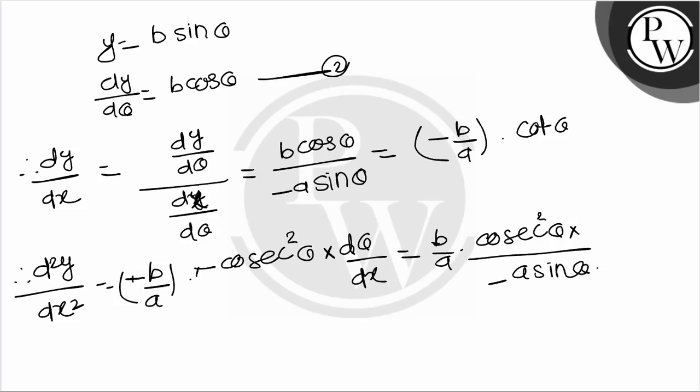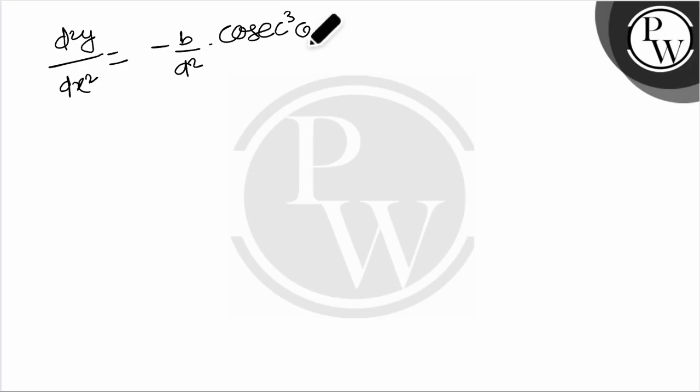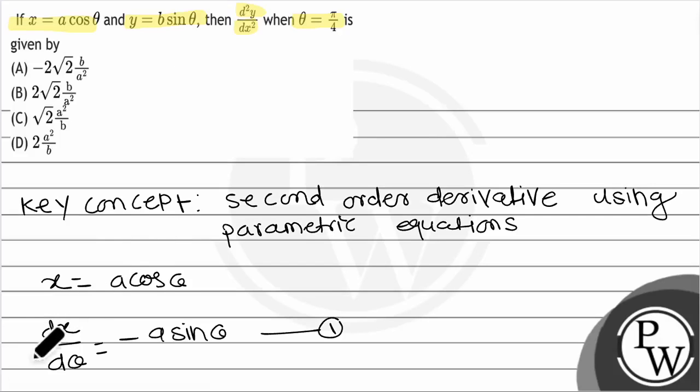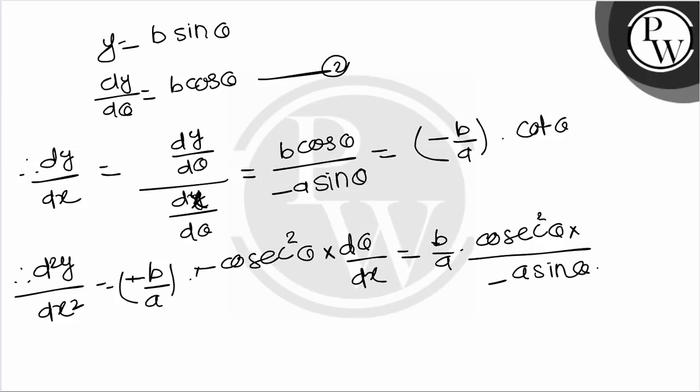Okay, so in the next page, d2y by dx square will be minus b upon a square into how much? Cosec cube theta. Okay, so we want that second order derivative at theta equal to how much? I think pi by 4, right? If I am not wrong, it is a pi by 4. So let's check. Yes, at theta equal to pi by 4 we want.